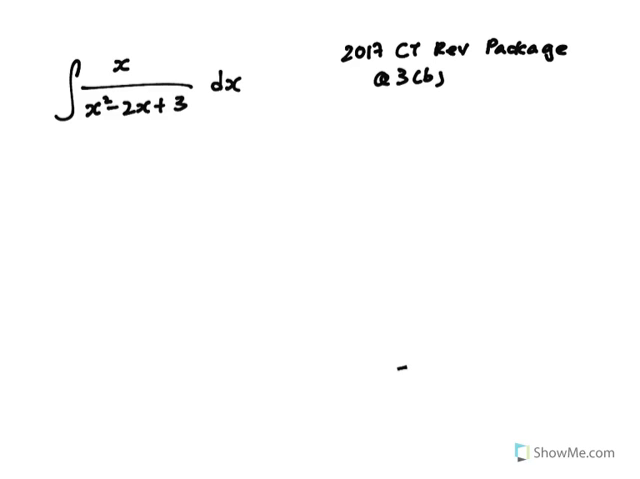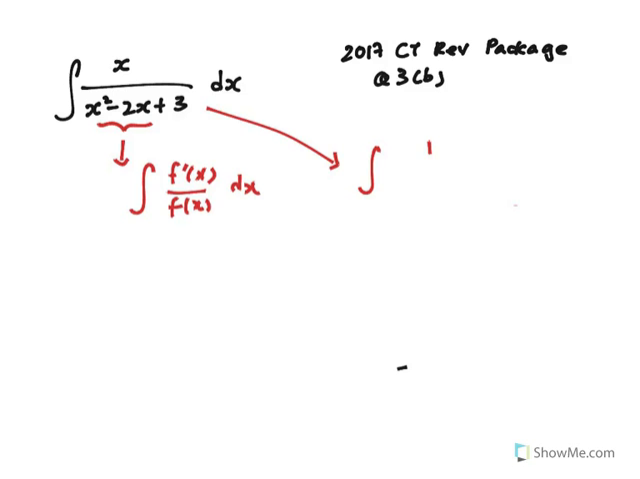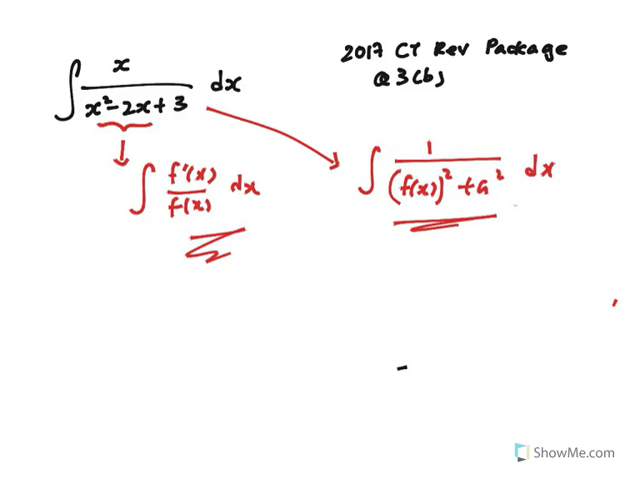Another way is to observe that this might look like f prime x over f x dx. Wherever we have a fraction, we can also think about things like 1 over f x squared plus a squared. There are a lot of integration formulas that deal with rational functions like this, and there is also the square root of 1 minus x squared, and so on. Okay, after that, how do we go on?